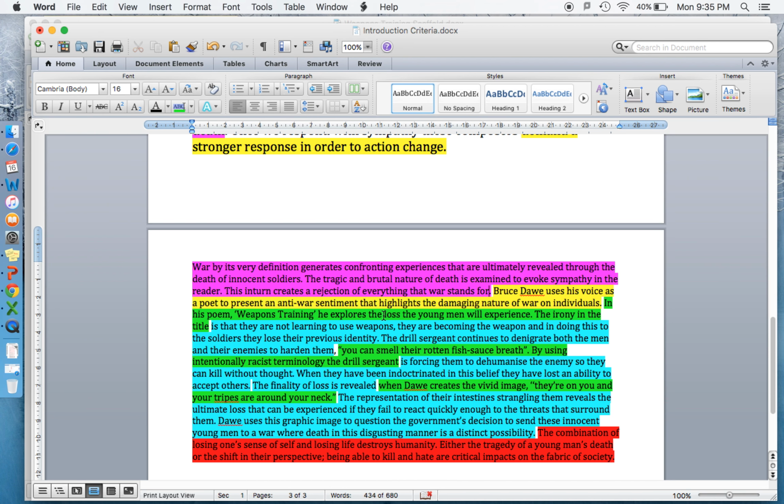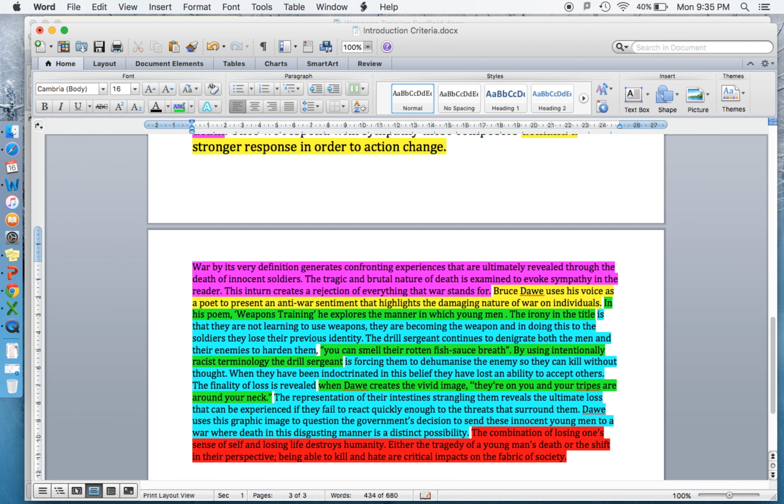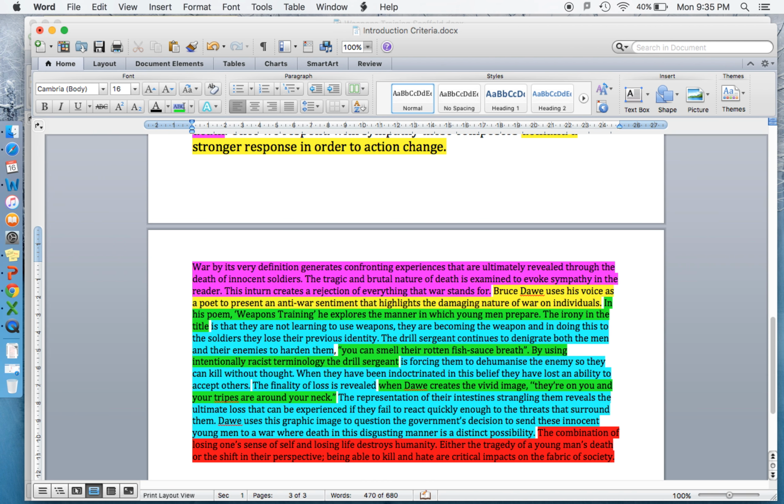So I don't want just the loss, the manner in which young men prepare for war. Right, the irony in the title is that they are not learning to use weapons, they are becoming the weapon. And in doing this to the soldiers, they lose their previous identity. The drill sergeant continues to denigrate both the men and their enemies to harden them. Okay, so they lose their previous identity.